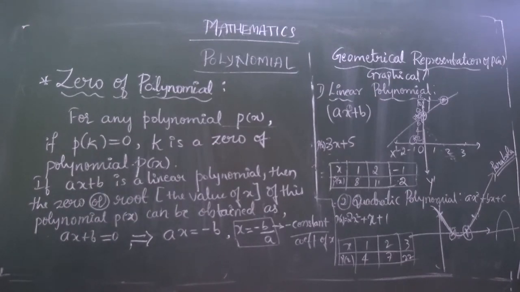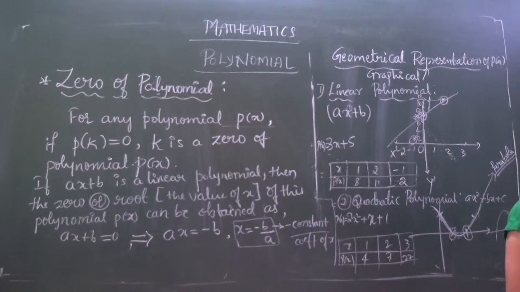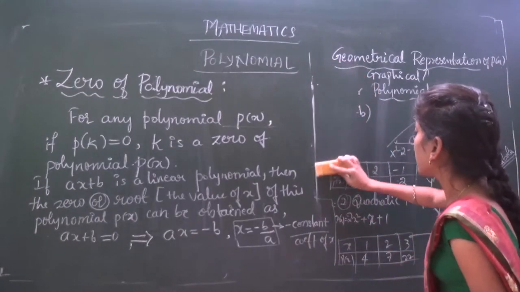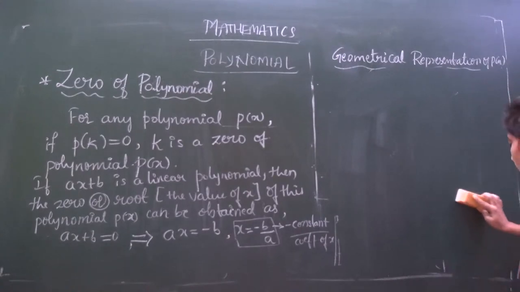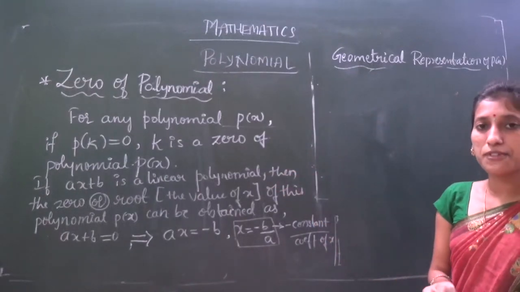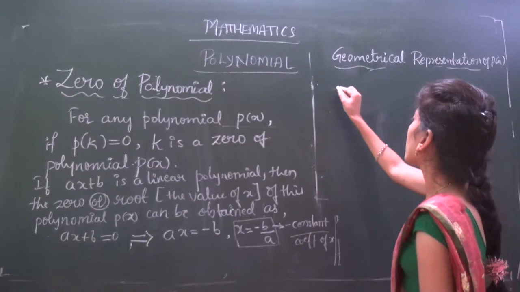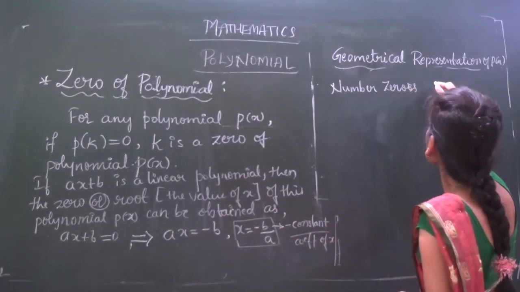So before that, for example, I'll go with the example, you will get to know easily. You can understand easily if I give examples. So how to find the number of zeros in particular graphs? Okay, in the graphs, P of x. How to get the number of zeros of the polynomial P of x.